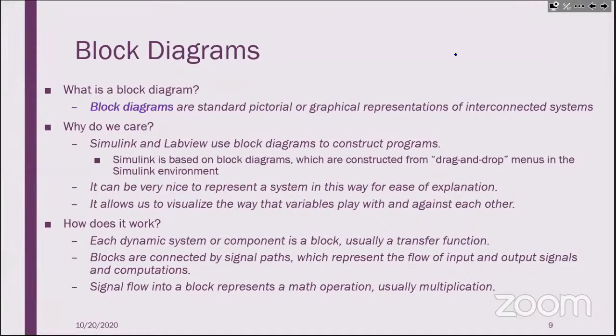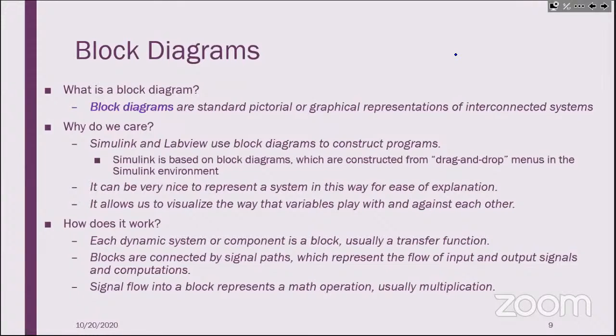How does it work? Each component is a block, usually a transfer function. And when I say usually, I mean like 99% of the time. Simulink will let you use a state space representation as a block if you want. Pros and cons, we'll talk about them later.